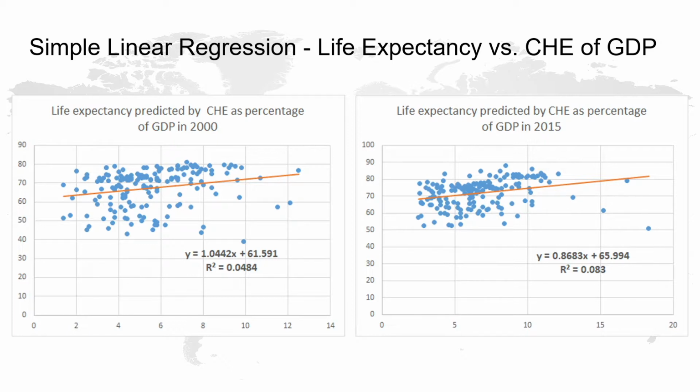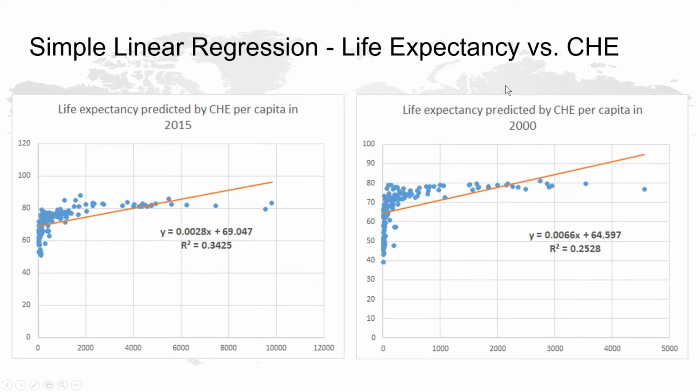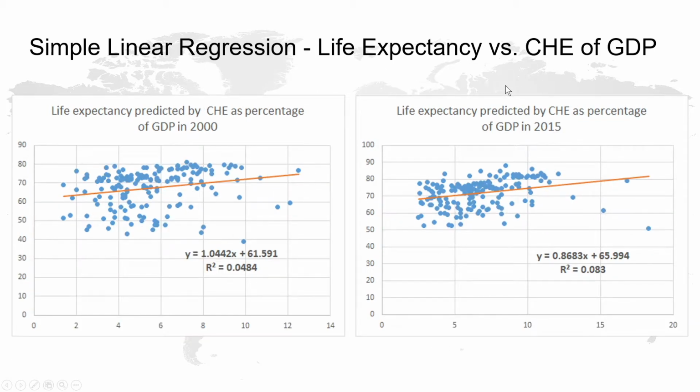And when it comes to seeing the average life expectancy versus the current health expenditure as a percentage of GDP in the year 2000 as compared to the year 2015, we can again see that with a low accuracy of 0.04 and 0.08 respectively, current health expenditure is not a really good predictor. Current health expenditure as a percentage of GDP is not a really good predictor of life expectancy.